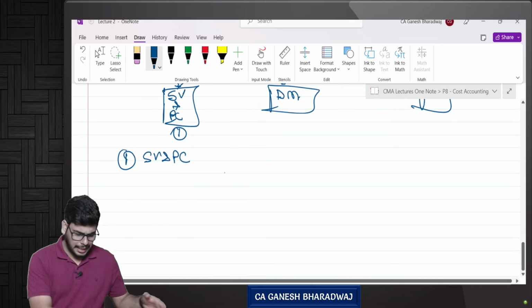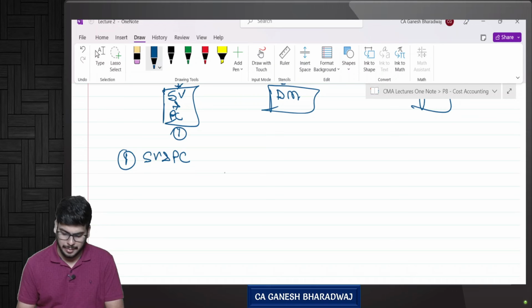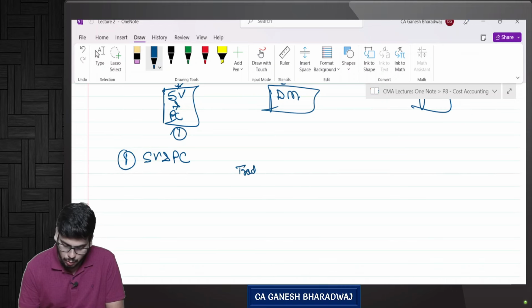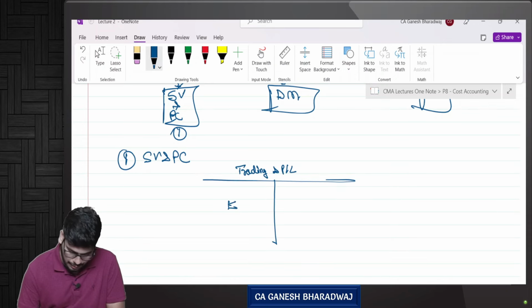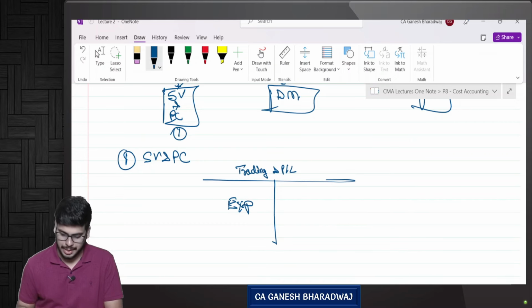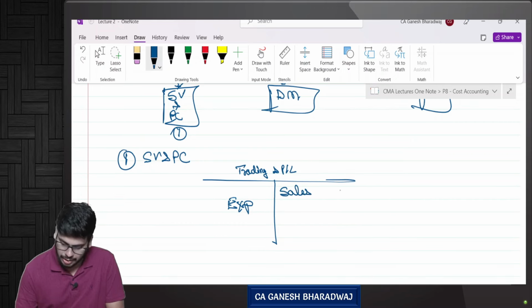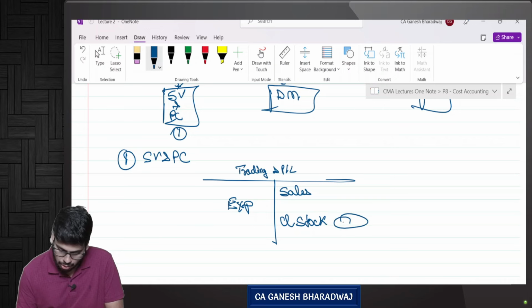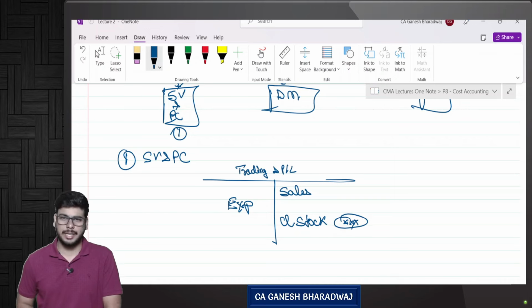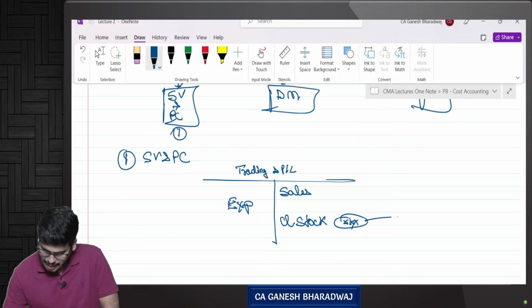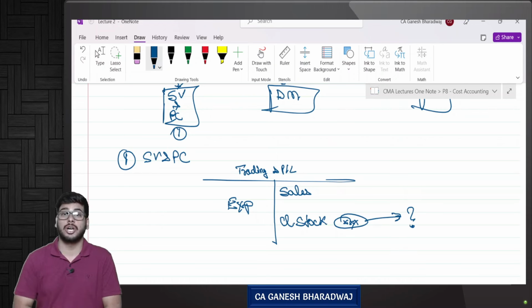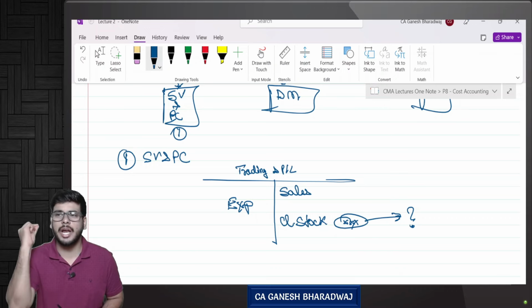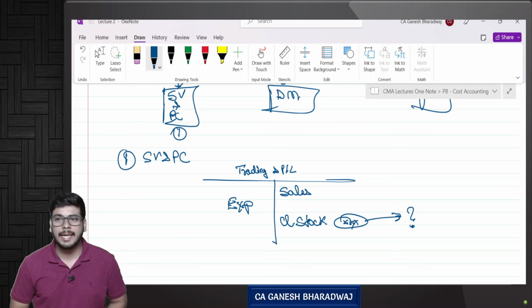Now, you guys might have seen, obviously you know your trading and P&L account. In that, you have expenses debited to the trading P&L account. You have sales on the credit side, and you have something called closing stock. Now, you just think and tell me, how did you get this figure of closing stock? Or in other words, what was the journal entry you passed to arrive at closing stock? Can you tell me what is the journal entry you passed for closing stock?